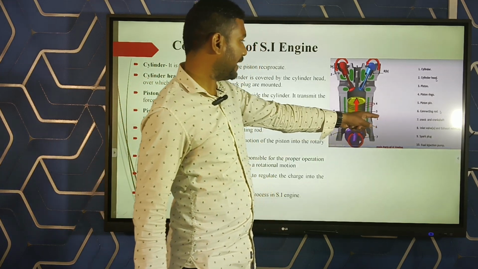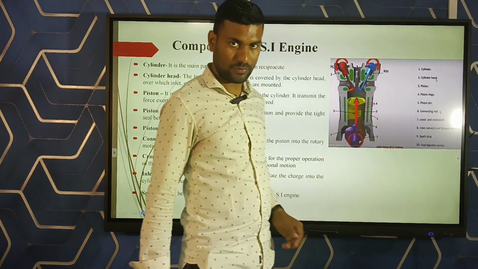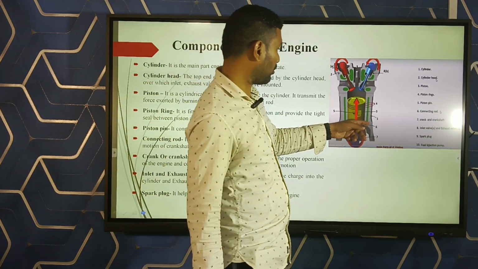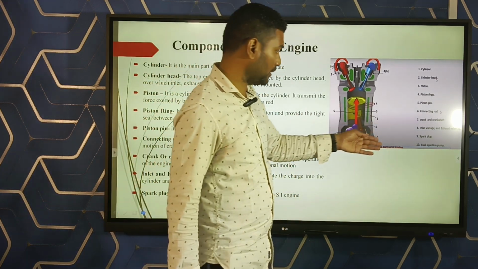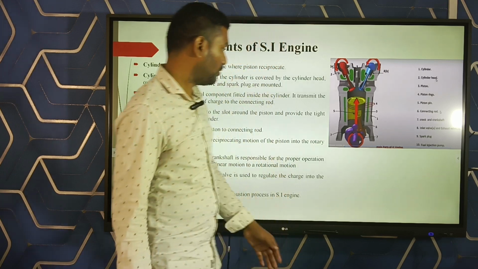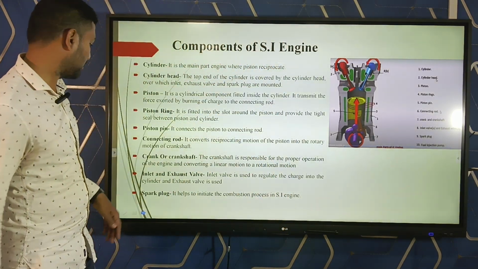Then eighth component is your inlet valve and exhaust valve. Then ninth component is your spark plug, and last component is your fuel injection pump. This is your full diagram of components of an SI engine.